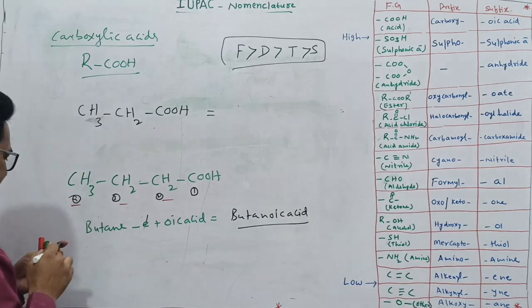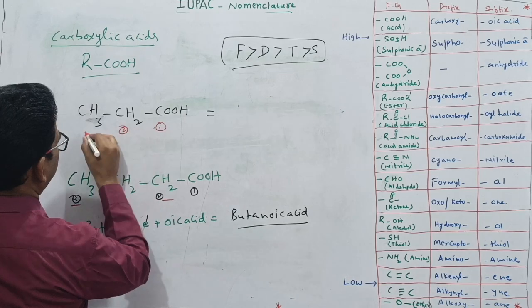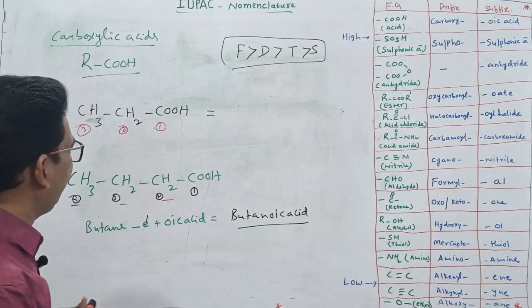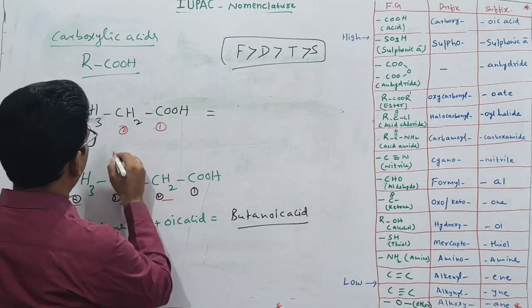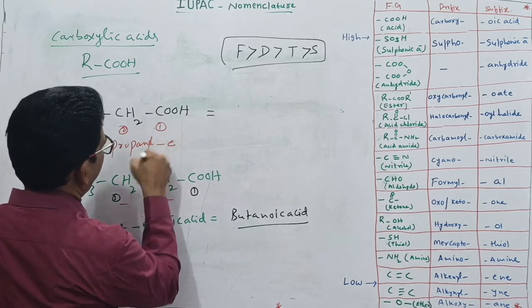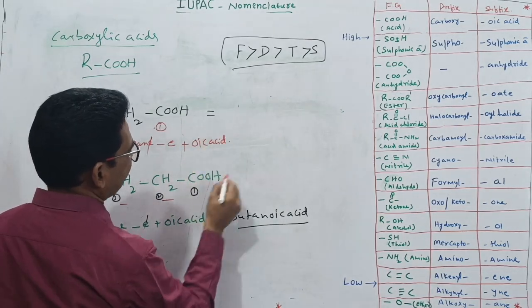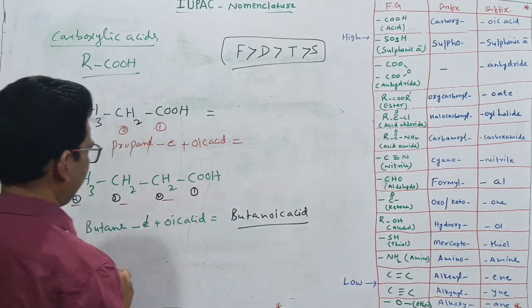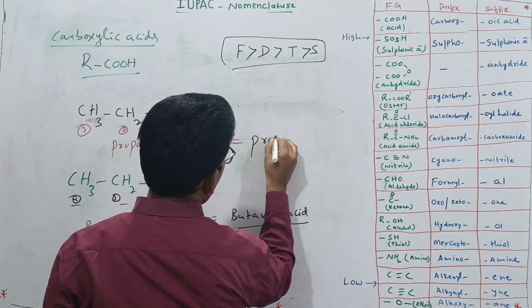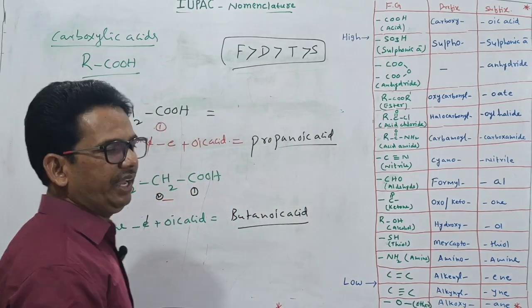Then what is the name for this one? How many carbons will it have? 3 carbons. 1, 2, 3. I have to start numbering from the functional group only. Then what is the name for this one? Propane. From this you subtract the E. Then add the oic acid, because the suffix is oic acid, as I mentioned there. Then what is the name for this one? Propanoic acid.